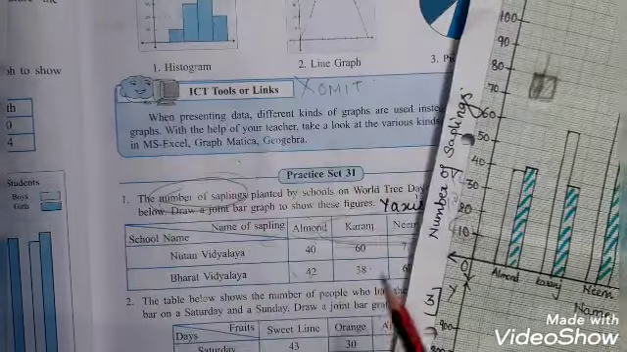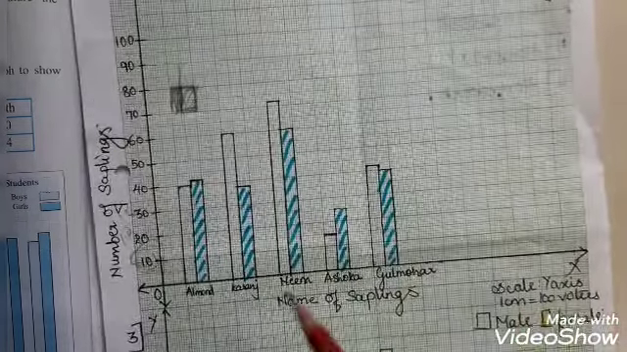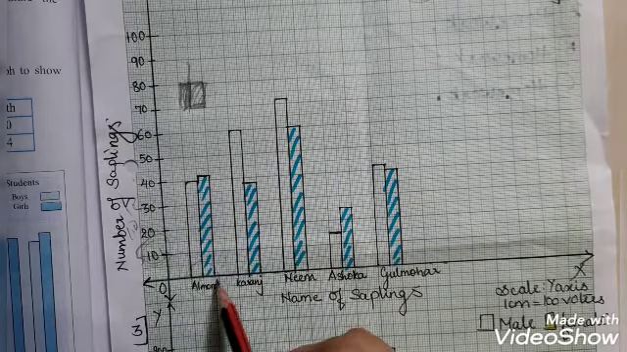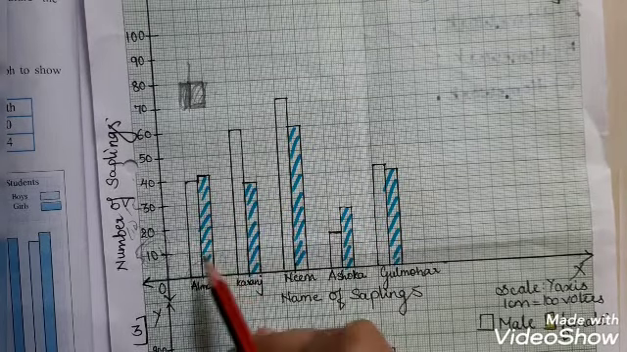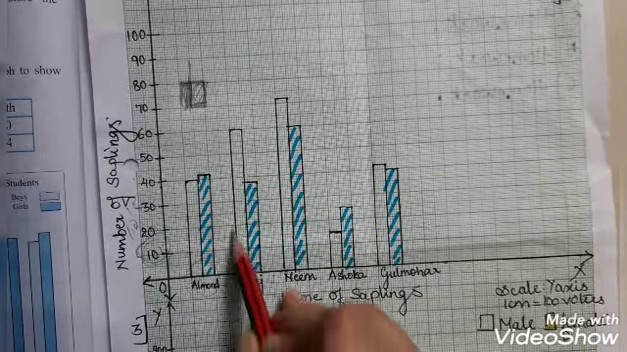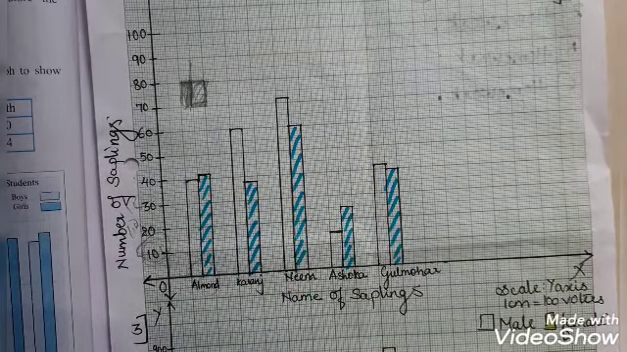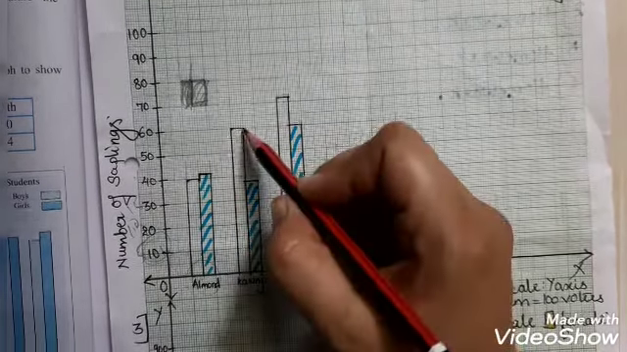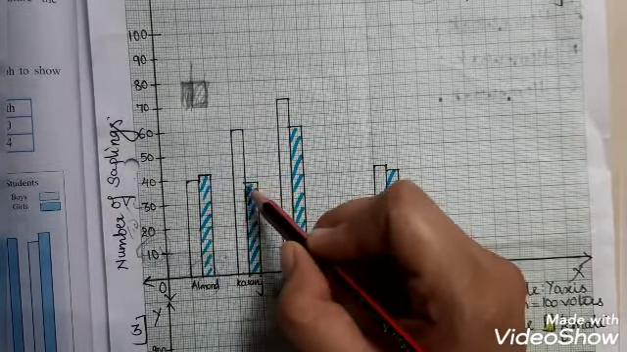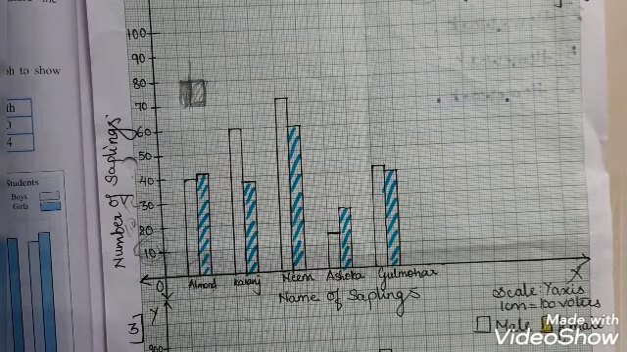Now the second one is Karanj, 60 and 38. So now see, the first one I have written is almond. After that my next will start from here. I will not join directly from here. See, I have left one box and I have started from here. So I have to leave one box after each of them. So 60 is Nutan Vidyalaya, right? And 38 is Bharat Vidyalaya.